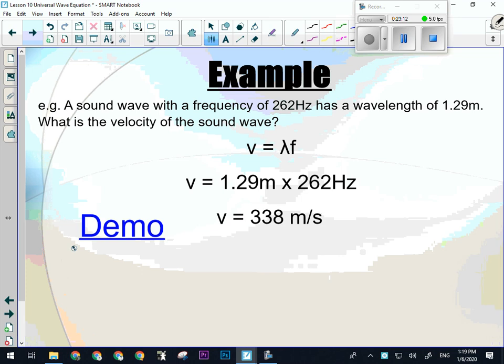All right, so if I have a sound wave that has a frequency of 262 hertz, so they gave me f, and I know the wavelength is 1.29 meters, I can very quickly calculate the speed of the wave. I just take f and lambda and I multiply them together. Speed of that wave would be 338 meters per second. Everybody all right with using that formula?